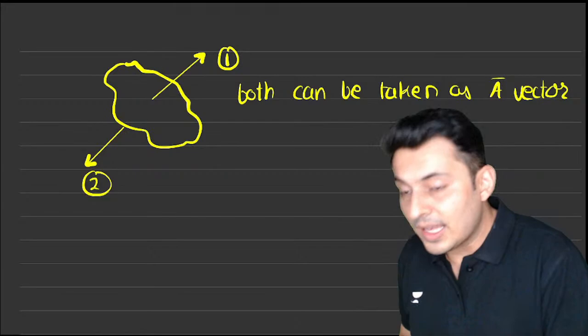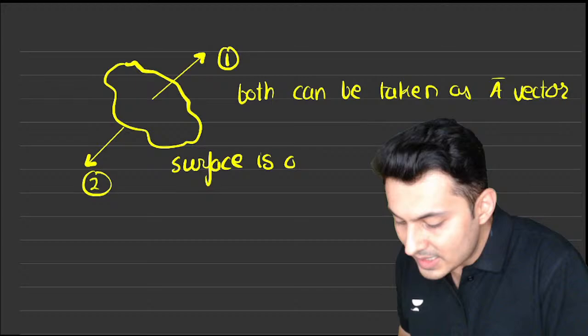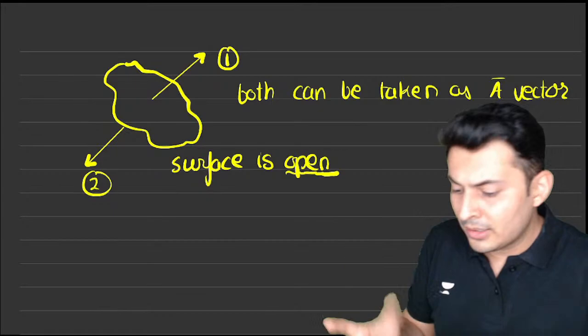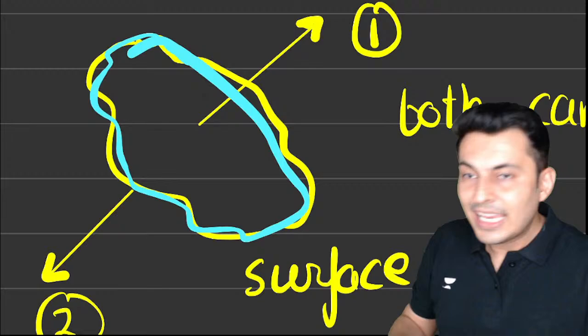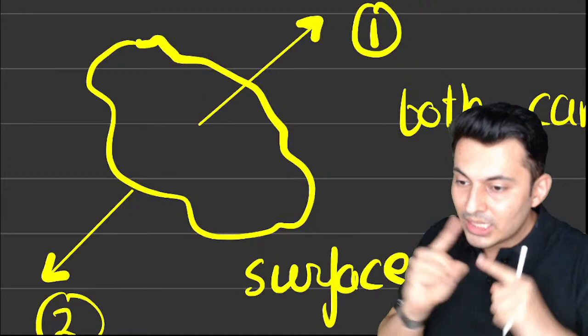this surface is basically an open surface. What do I mean by open? Do you see the boundaries over here? Exactly, that surface has some boundary. There is some perimeter to it. Then it is an open surface.